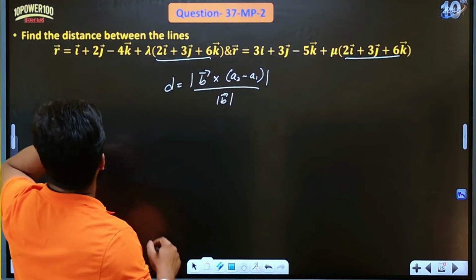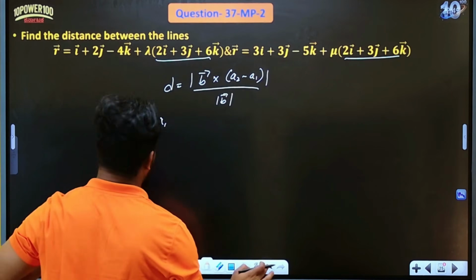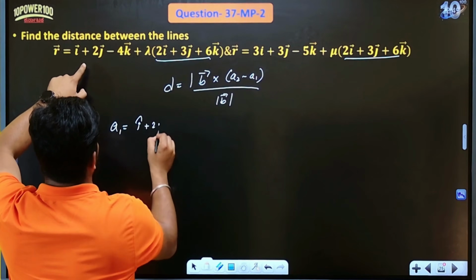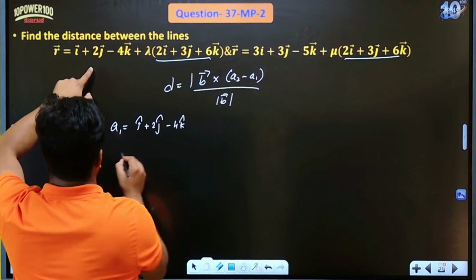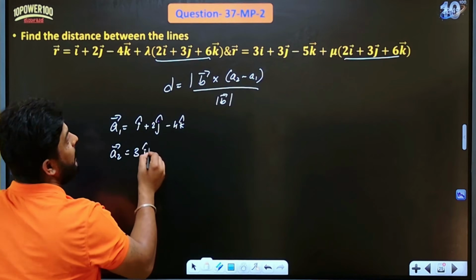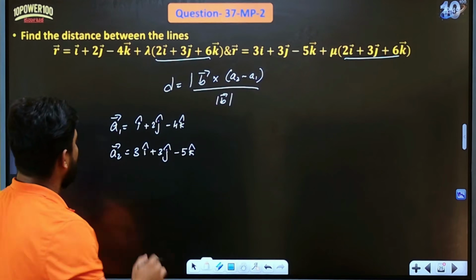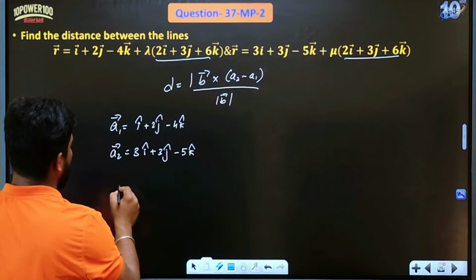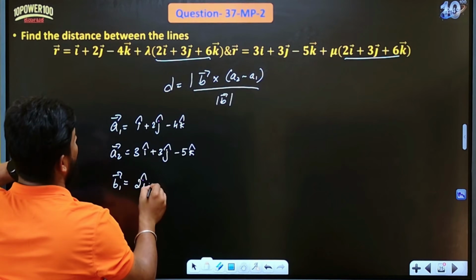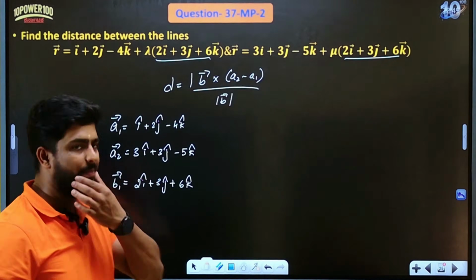First, A1 and A2 we will write down. A2 minus A1 I'll do directly. So before that, you write down all of these. A1 is equal to i cap plus 2j cap minus 4k cap. Next, A2 vector is 3i cap plus 3j cap minus 5k cap. Then B1 vector is 2i cap plus 3j cap plus 6k cap. There is no separate B1 and B2 because this is a parallel line, so both are the same. There's nothing to worry.